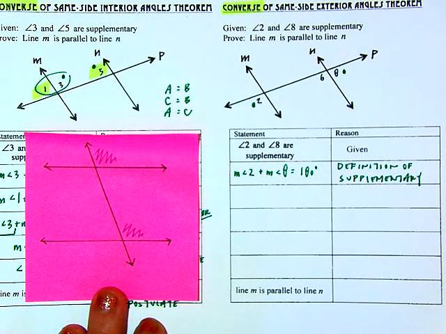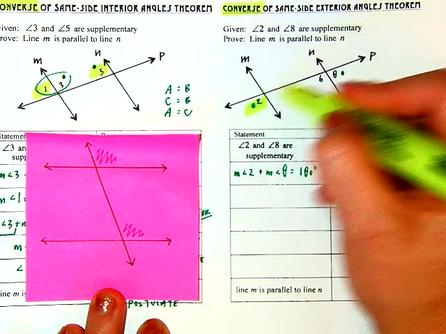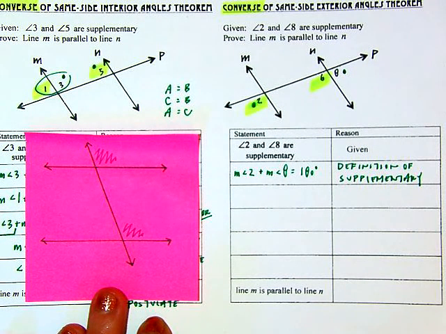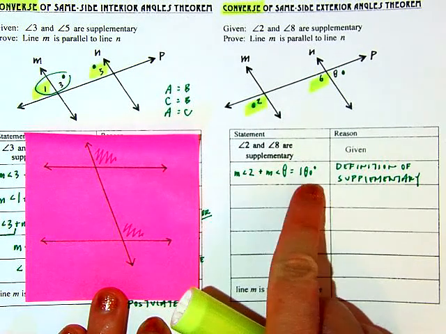All right, what are the only corresponding angles that are marked in my diagram? Well, 2 and 6. So I'm just keeping my eye on what I want to connect in the end. So can I build an equation that's very similar to this one right here? Yes.